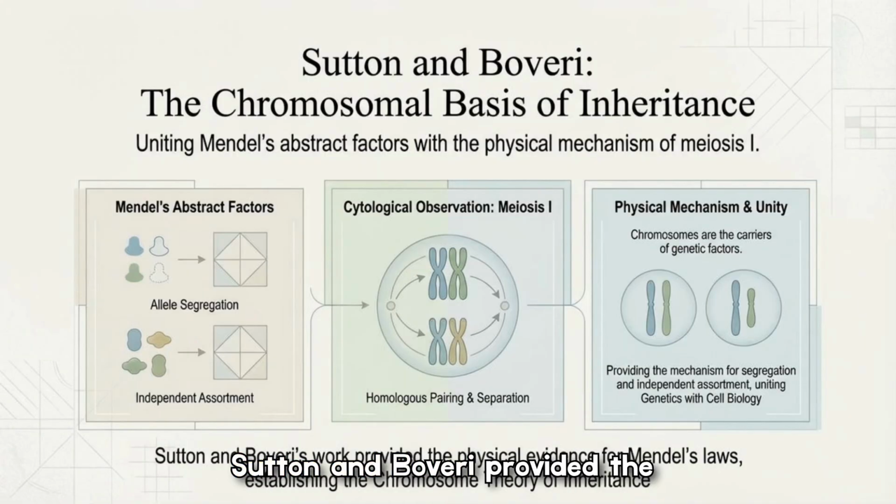Sutton and Boveri provided the missing physical link by showing that chromosomes behave in meiosis like Mendel's abstract factors. Observations of homologous pairing and separation during meiosis matched segregation and independent assortment, establishing the chromosome theory of inheritance and uniting genetics with cell biology.